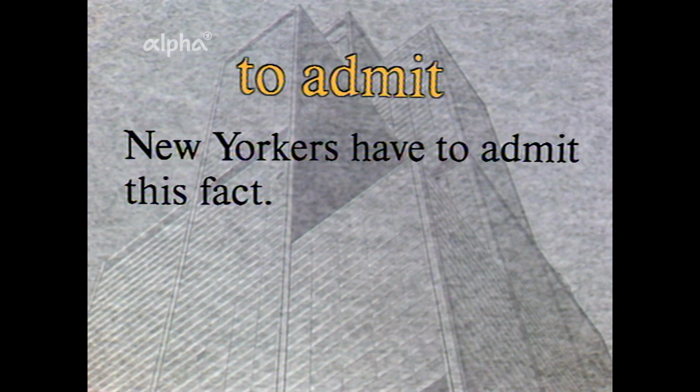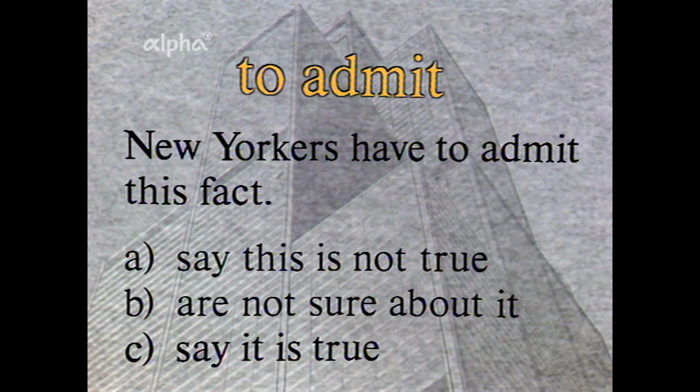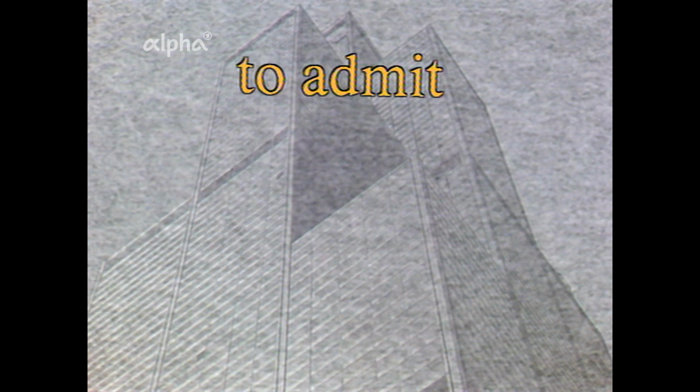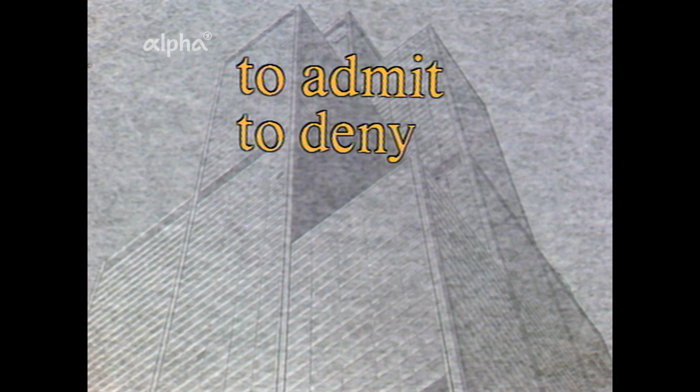Another verb in the text is to admit. New Yorkers have to admit this fact. This means they say this is not true, are not sure about it, or say it is true. The correct interpretation is C. They say it is true. And by the way, do you know the opposite, das Gegenteil, of to admit? It's to deny. To deny something means to say that something is not true.